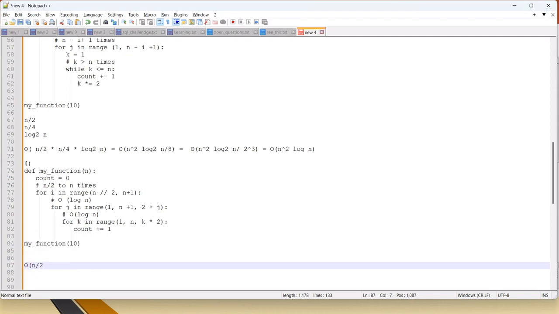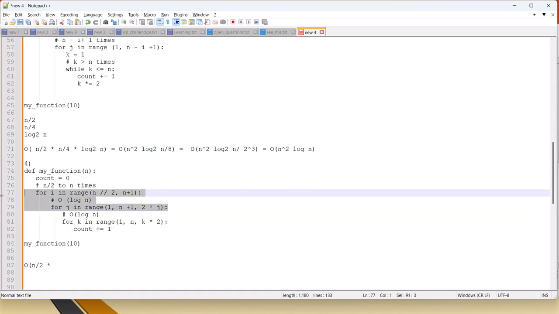If you see here, for the first loop n by 2 is there, then n by 2 into, for the second one, because it is doubling, it is doubled in each iteration, so it will become order of log n, correct?